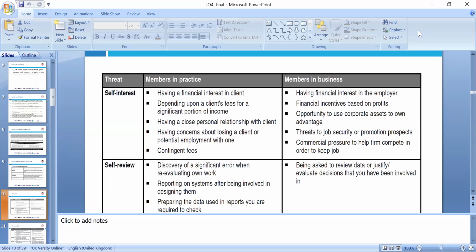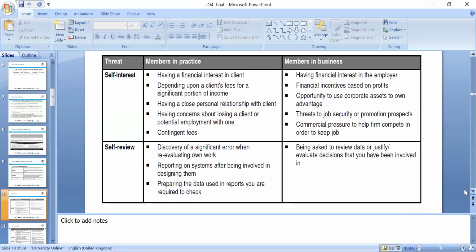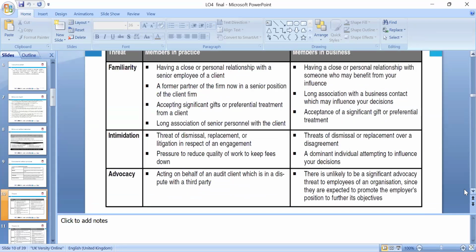Okay, so financial interests imply incentives, whether you are a member in practice or a member in business. We need to look around. Self-review means, for example, you work on preparing accounts and then move to the audit department, and you are checking your own work. That can lead to compromising integrity and objectivity, because you prepared the data used in the reports you are required to check. So being asked to review the data and evaluate the decisions you have been involved in, we have to look around, not compromise.